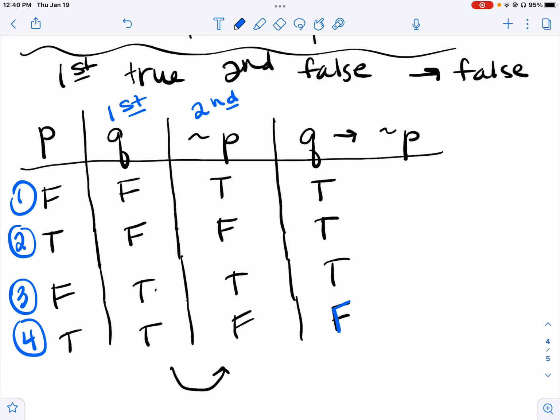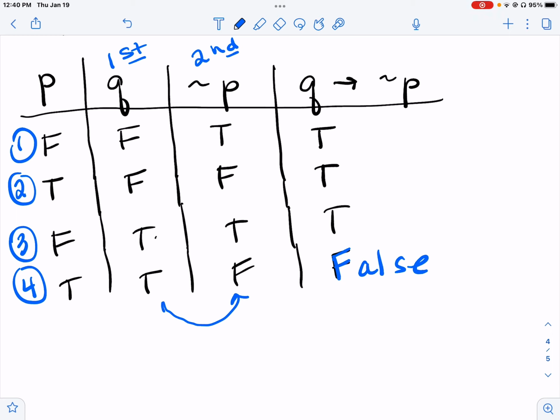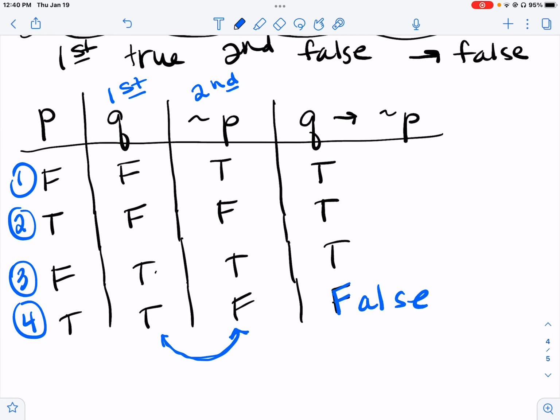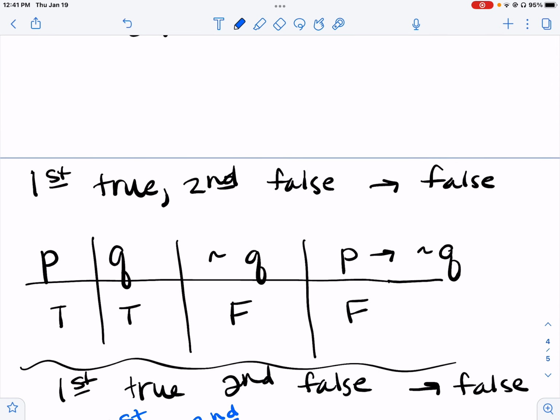When does it come out false? When the first thing is true and the second thing is false. That's when this is false. If the first thing's true and the second thing's false, it's false. That's the only time it's false. Let's go back to these. If the first is true and the second is false, this is the first thing and this is the second thing. So we do have true, false there, so that makes it false.